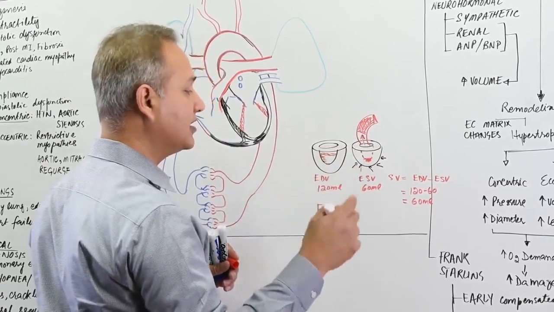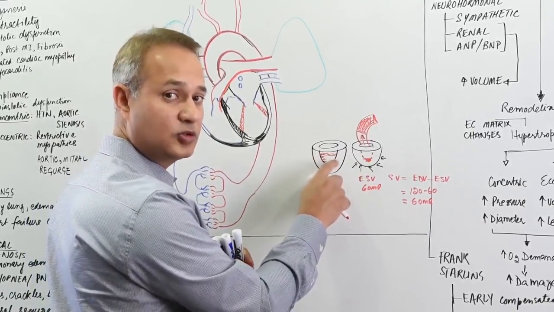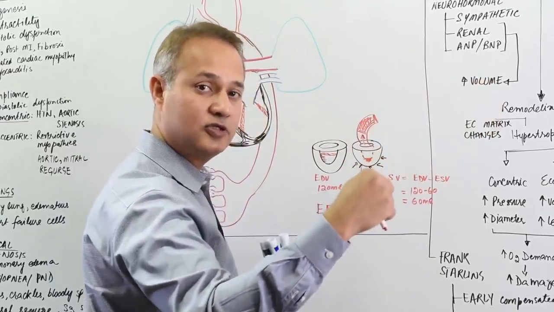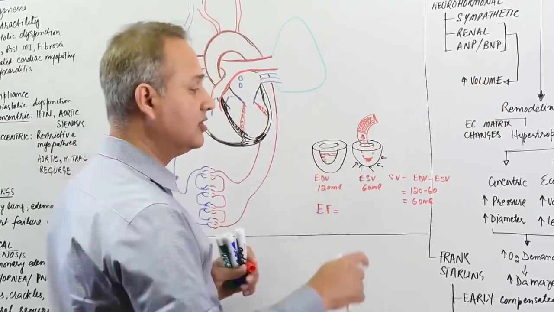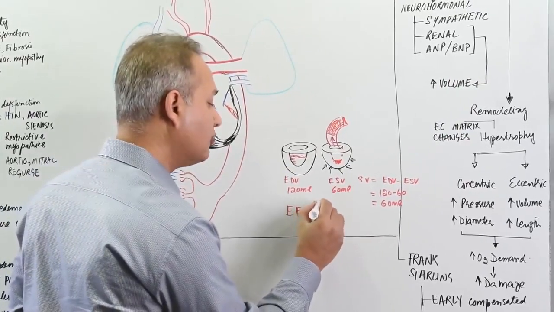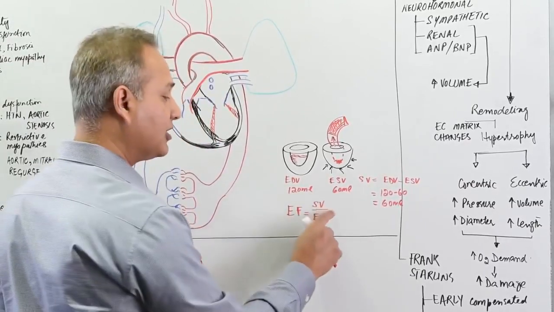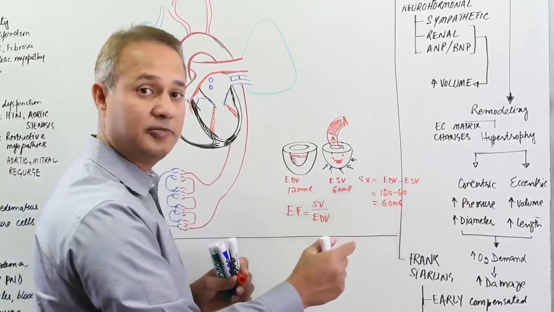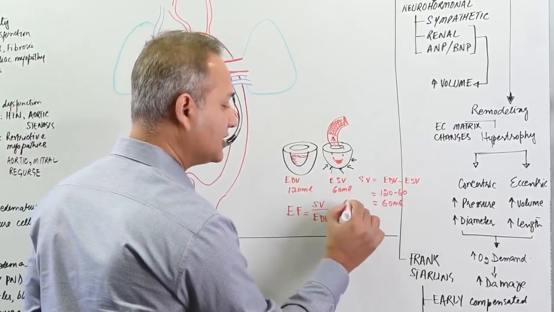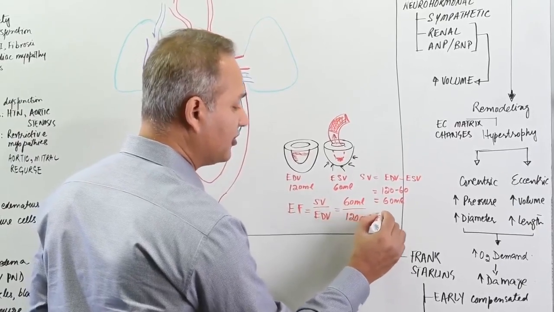So how do we know that percentage? What we need to know is what is the total blood that was present when the heart started squeezing, and the amount of blood that left. If you divide that by the total blood, that would give you the ejection fraction. So that means stroke volume divided by end diastolic volume. How do we get the stroke volume? We have end diastolic volume minus end systolic volume. So in this particular case, we put 60 milliliters divided by 120 milliliters, and that comes to be 50%.